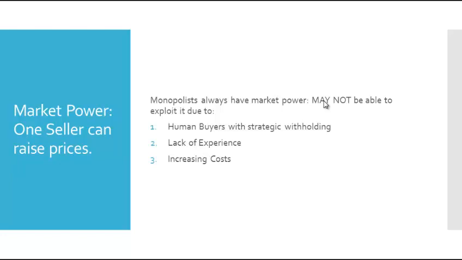The other is lack of experience, which means that the monopolist will not be able to discover the monopoly price. He will not be able to discover the demand and so on. And the third situation where the experiments show that the monopolist is unable to find the profit maximum is the case where you have increasing costs.